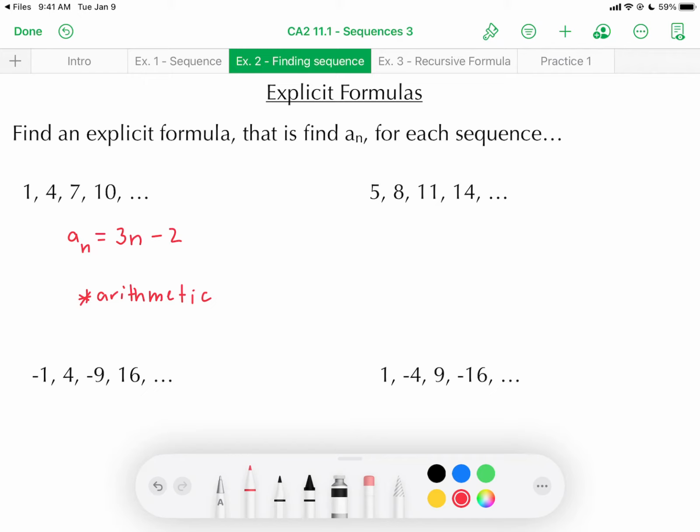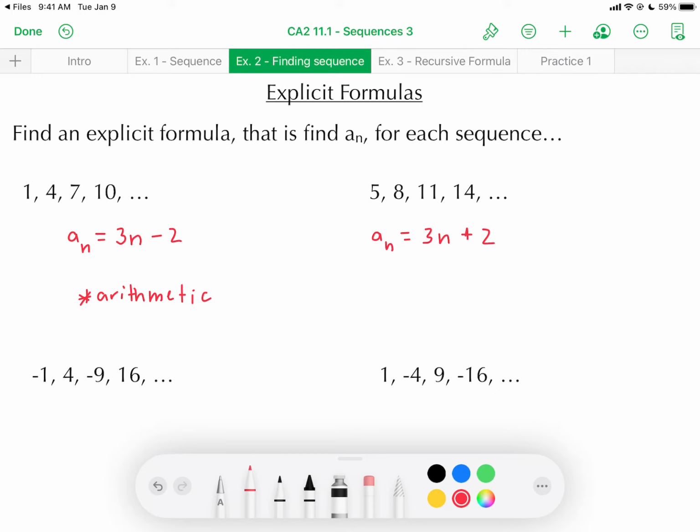Okay, next one. First 4 terms are 5, 8, 11, and 14. So we kind of have the same pattern here, don't we? We're adding 3 each time. So I'll begin the same way with a sub n equals 3n. Okay, what do I need to tack on this time so that the first term ends up being a 5? Plus 2.